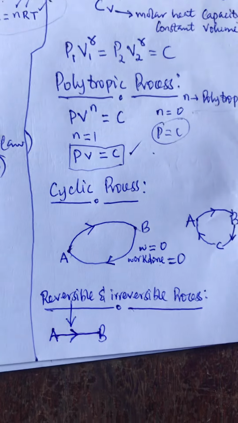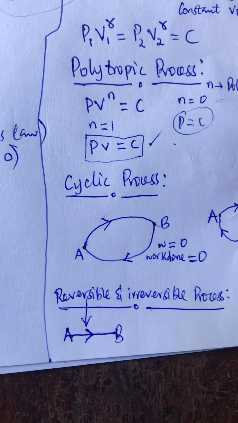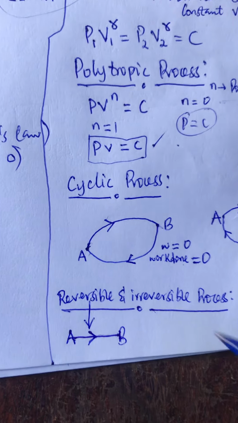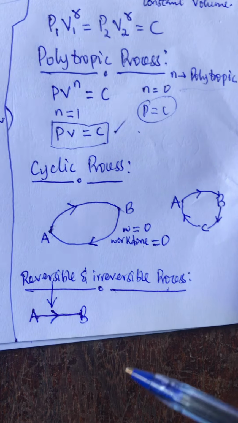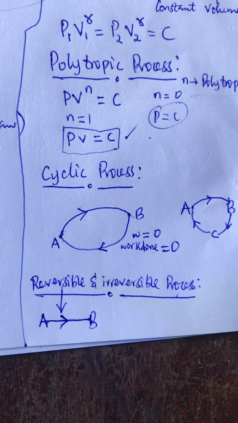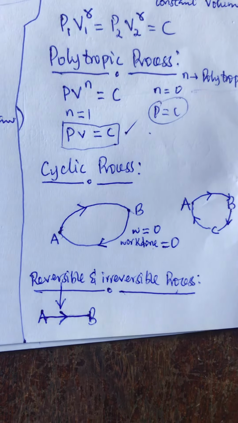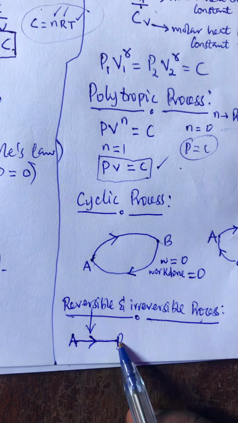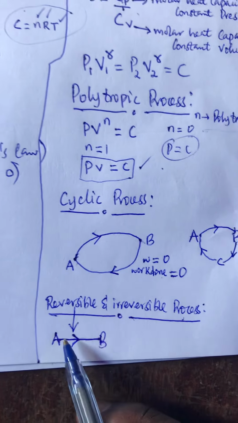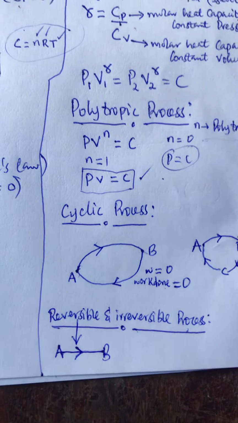Now, an irreversible process is one that cannot go back to its original position by changing the conditions that caused it. If it comes from A to B, and when you apply the condition it cannot go back to A, then it is said to be irreversible.